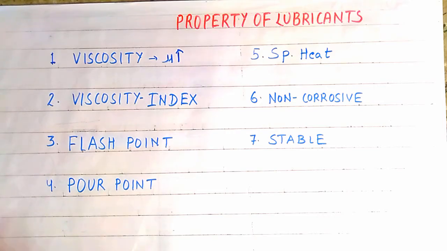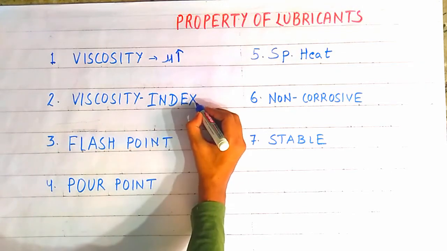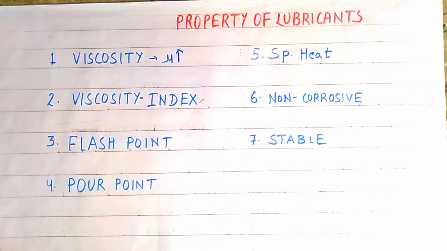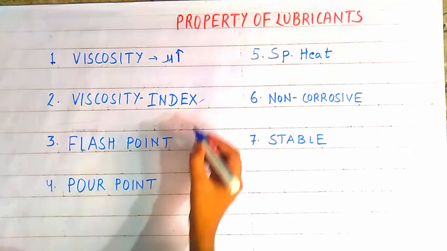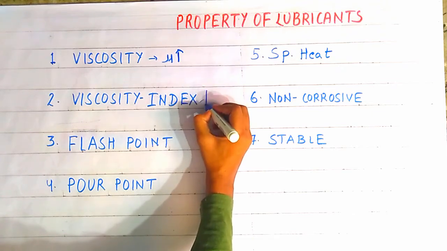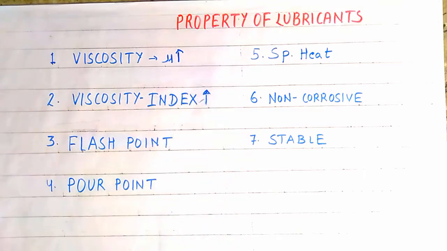Now the second thing is the viscosity index. It is also an important property. Viscosity index denotes the change in viscosity of the lubricant with temperature. So the higher the viscosity index of the oil, the lesser will be the change in viscosity of the oil with change in temperature. So a high viscosity index of oil is desirable. The high value of this property is desirable.